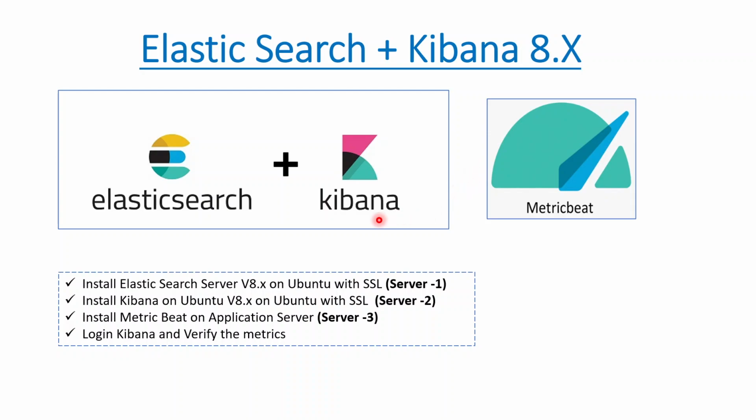What we will be doing in today's session: we'll be installing Elasticsearch server version 8.x onto an Ubuntu machine with SSL. Then we'll be installing Kibana onto a different machine. This is another ask, that I should have all these components separately on different machines so that they can communicate and there is proper load distribution. Then we'll have a third machine, an application machine, where we'll be installing Metricbeat to collect the metrics from that box. And then finally, we'll see everything in Kibana and verify whether the metrics are coming from this box or not.